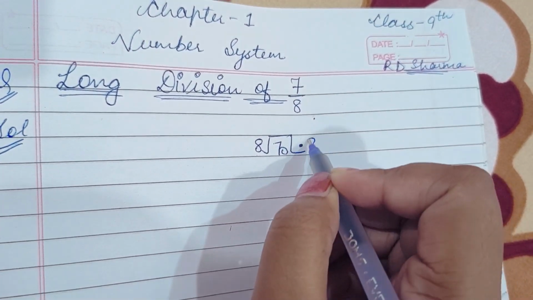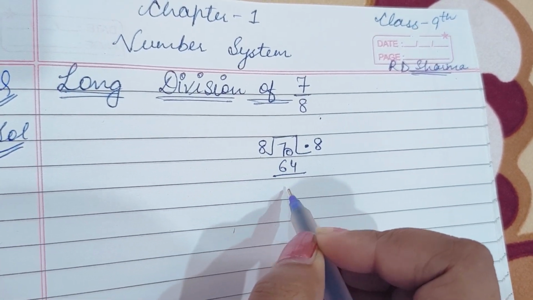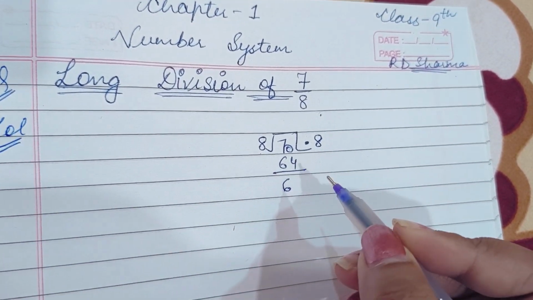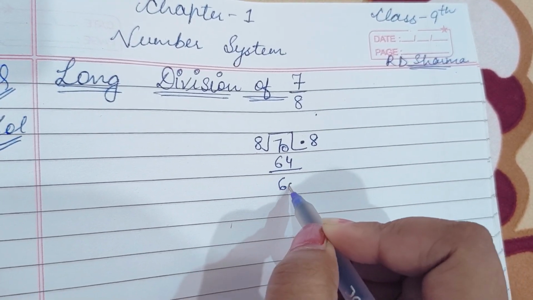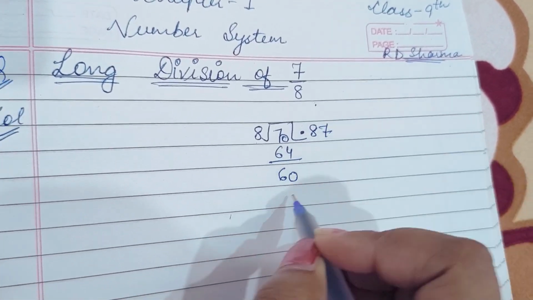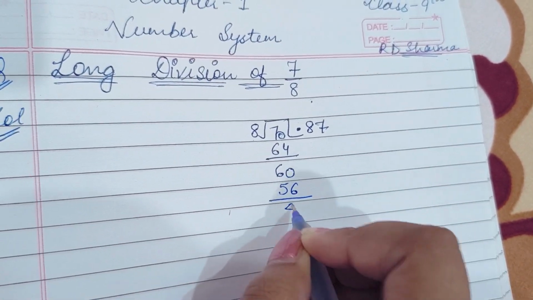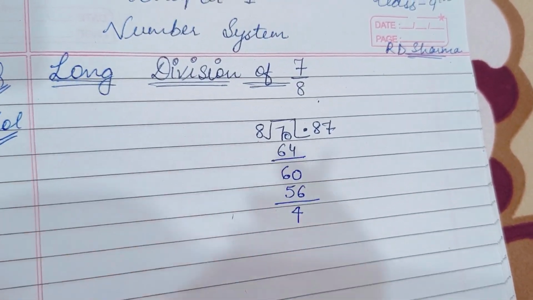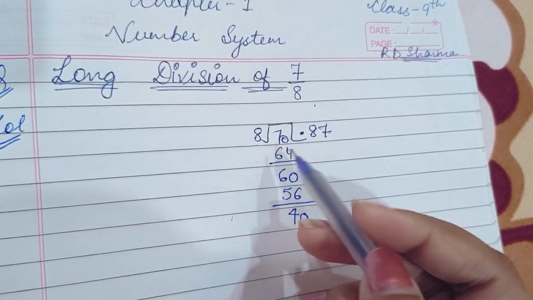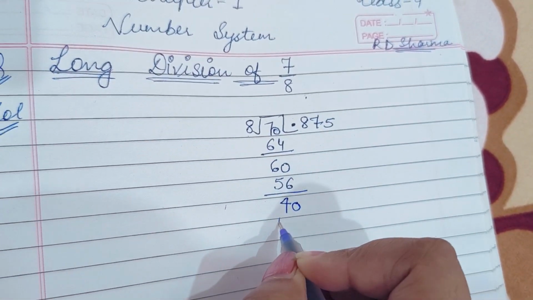Then 8 into 8 is 64. Remainder is 6. Then add 0 to make it 60. Then 8 into 7, 56. Remainder is 4. Add 0 to make it 40. Then 8 into 5 is 40.